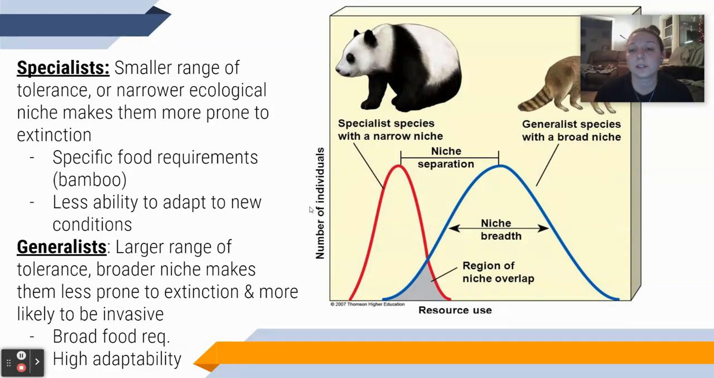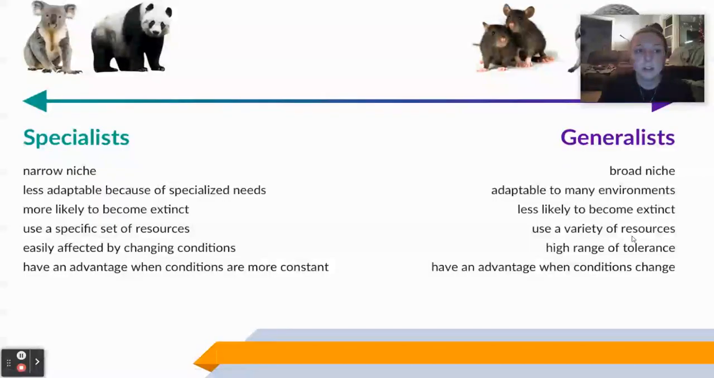Whereas our generalist, when you look at their niche over here, it's very broad. So they have a larger range of tolerance. They can survive a lot of different environmental conditions. So this makes them less prone to extinction, but it does make them more prone to be considered an invasive species. They have very broad food requirements. So if one type of their food is low, they can switch to another type, and they're very adaptable to their environment.